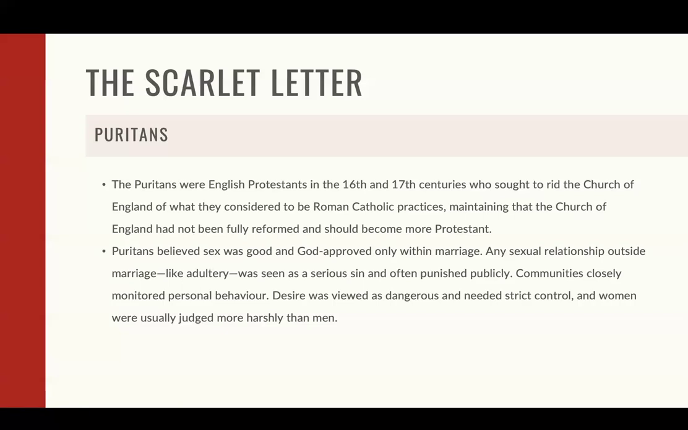Any sexual relationship outside marriage, like adultery, was seen as a serious sin and it was often punished publicly. Communities closely monitored personal behavior. So, usually, neighbors told on each other, etc. Desire was viewed as dangerous and as needing strict control. And women were usually judged much more harshly than men.